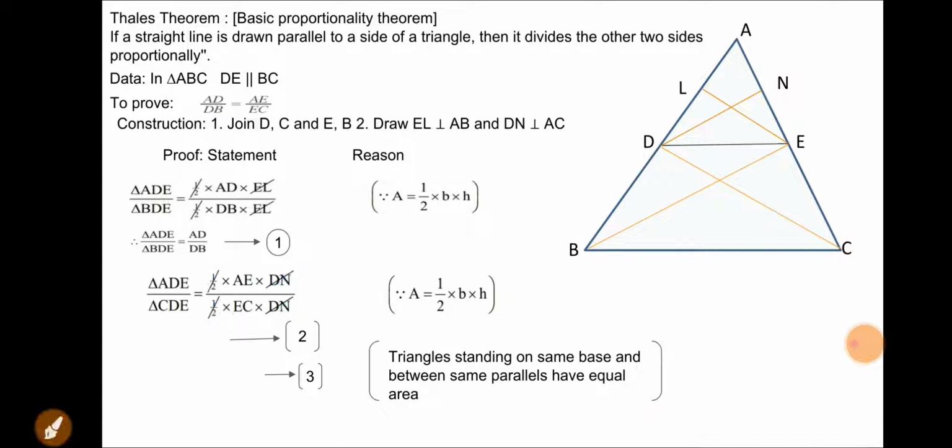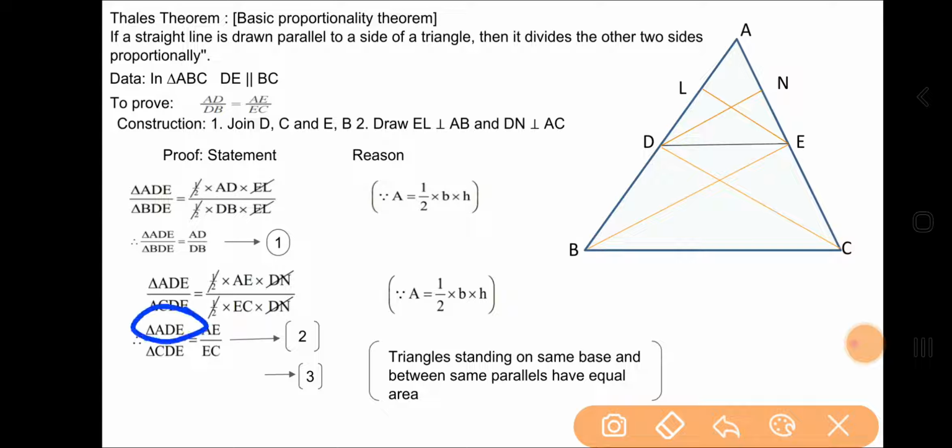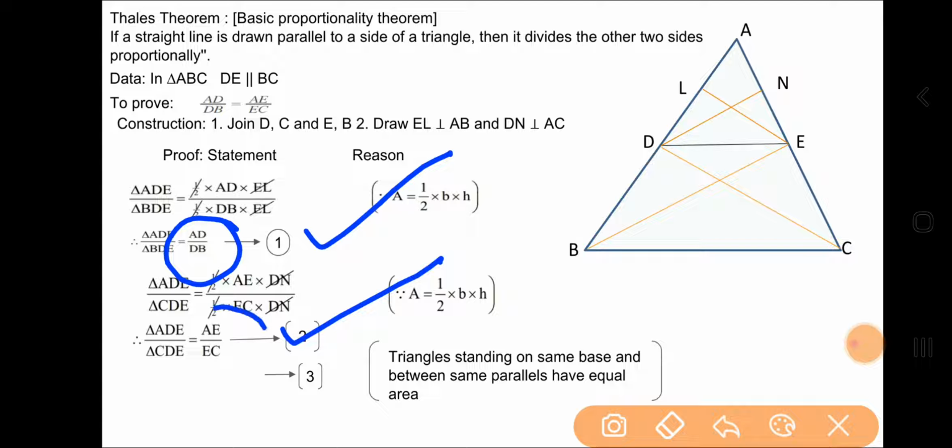So what are you left with? You are left with area of triangle ADE divided by area of triangle CDE is equal to AE by EC. I am going to call it equation number 2. Now when you observe equations 1 and 2, almost what I needed is there on the right hand side. That is, AD by BD is equal to AE by EC. We are already almost at the end of the theorem.